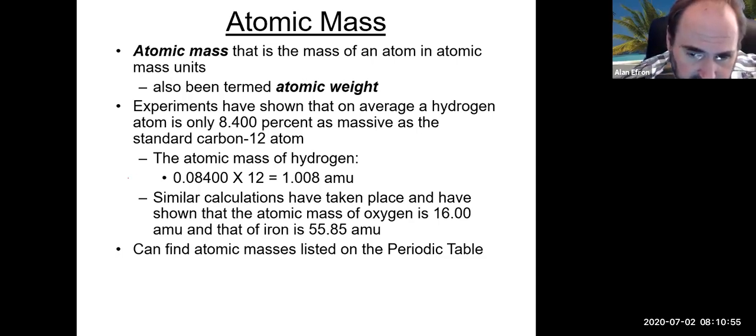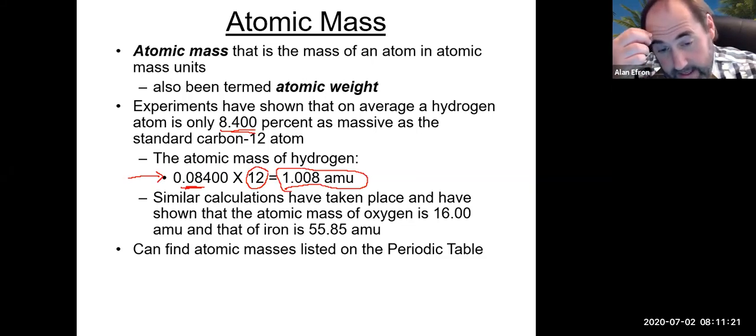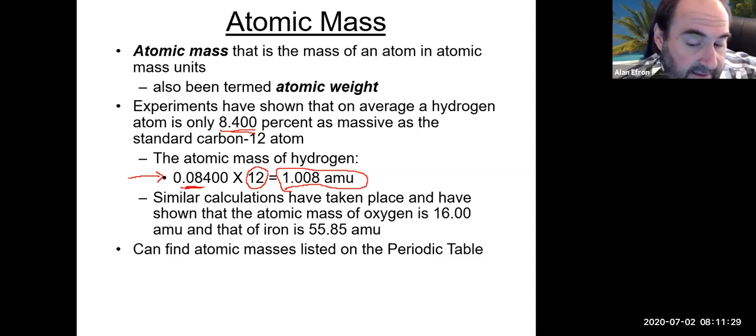So in experiments, they found that a hydrogen atom is about 8.4% of the size of a carbon 12. And again, if you convert 8.4% into a decimal, move the decimal place two places to the left, and multiply it by the atomic mass of our standard, we get that number that we see underneath hydrogen on the periodic table. And similar calculations were done for other elements as we see on the periodic table. For example, you go to oxygen, you get about 16. You go to iron, you get 55.85.